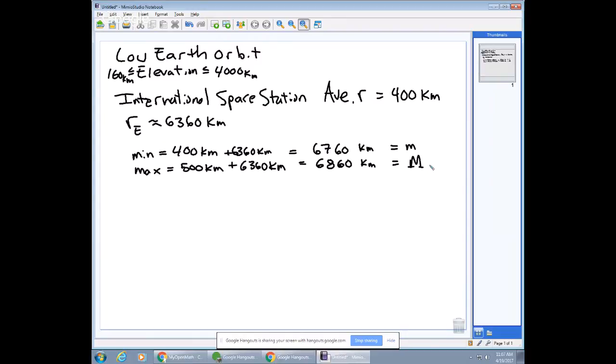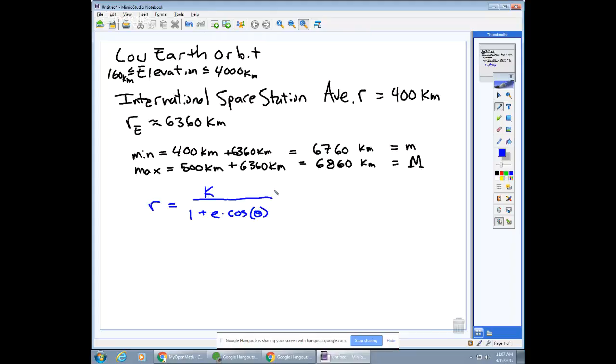Now think about a polar ellipse. A polar ellipse is going to have a formula something like r equals some number k divided by 1, and it could be a plus or a minus and a sine or a cosine. I'm going to go with a plus, the eccentricity of the orbit times the cosine of the angle. So given this information, can we come up with k? That ends up being what we call the length of the latus rectum.